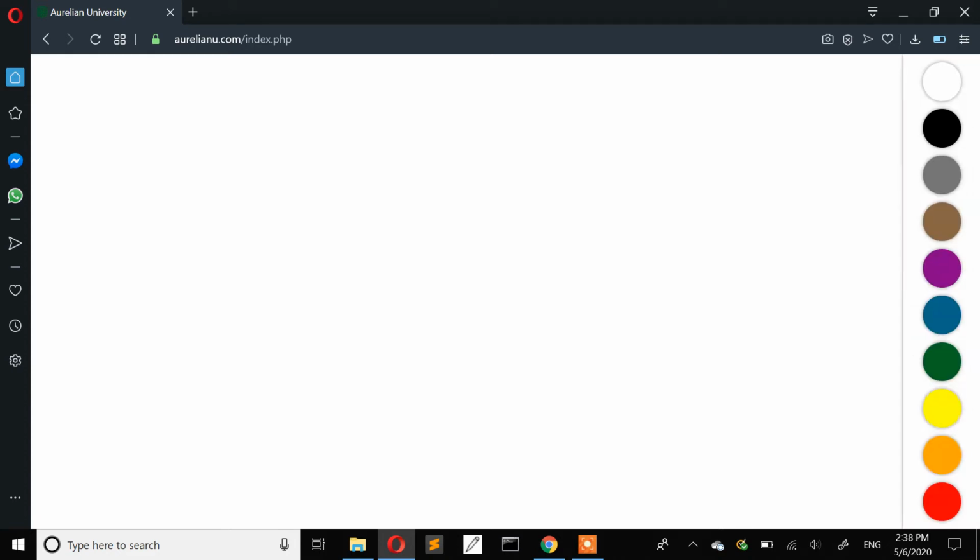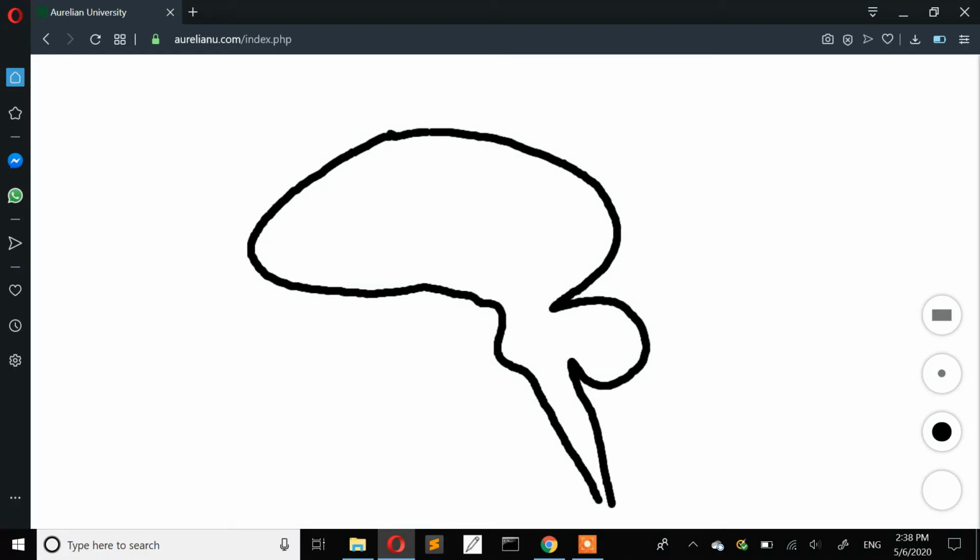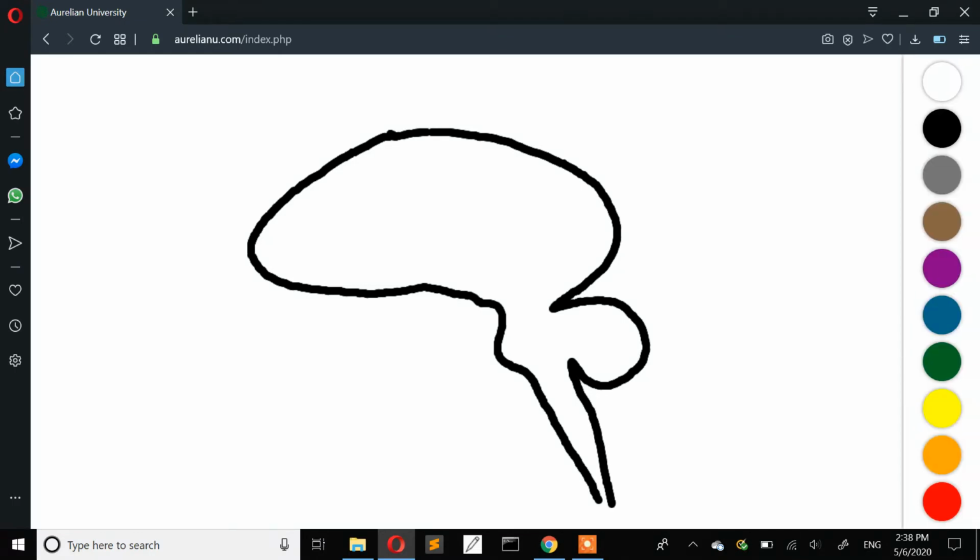Hi, in this video I want to talk briefly about structures you can see when you cut the brain in half. So we're going to call this a sagittal view. It's basically if you went right down the middle of your brain, what you would see. We're going to get the basic outline here. So let's talk about some important parts.